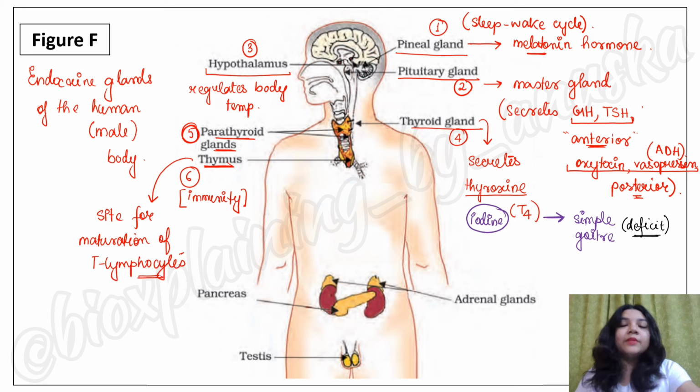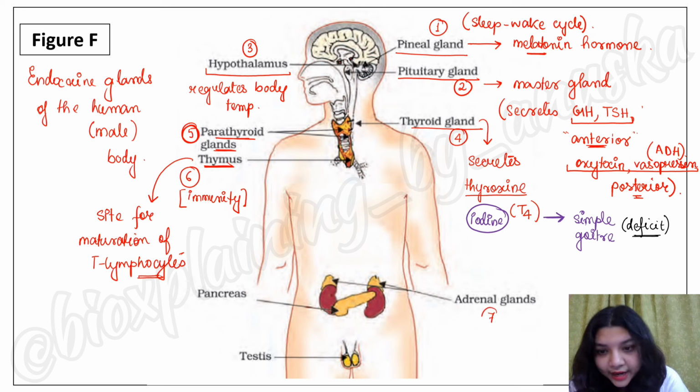ठीक है? T lymphocytes are a kind of lymphocytes, that is your immune cells, which will help to strengthen your immunity. They'll go and fight with the germs, the virus, bacteria that has entered your body. Then seventh में क्या आता है? Seventh में आता है adrenal gland.